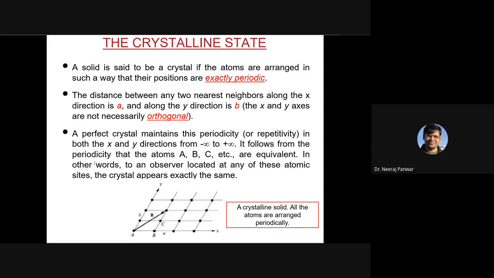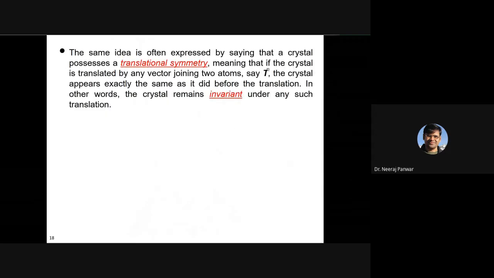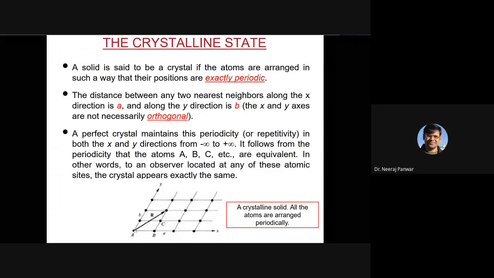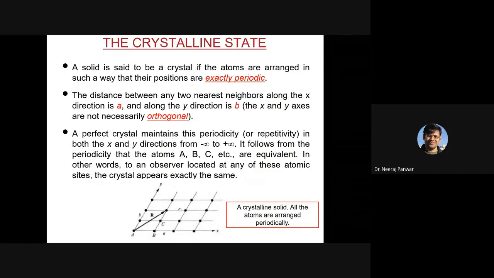As I told you, here this translation operator is represented by R, and here I am saying T. So both are the same thing. In some books it is represented by R, in other books by T. For example, first I am here and I translate along this direction, and now I move to this point. I find the same type of orientation and arrangement. Then I say the crystal is translationally invariant.